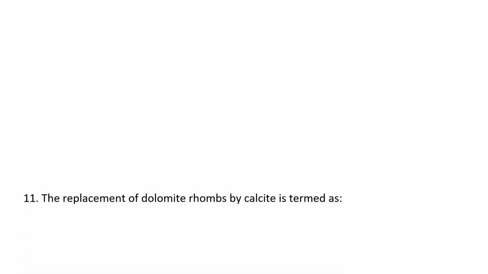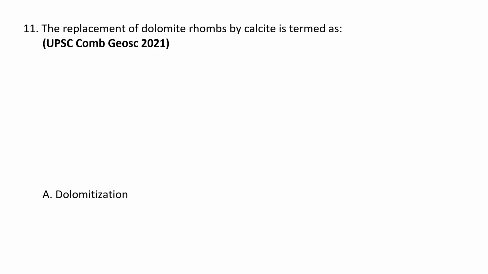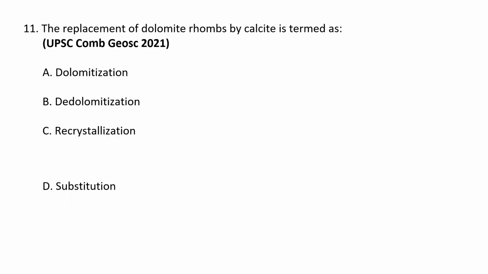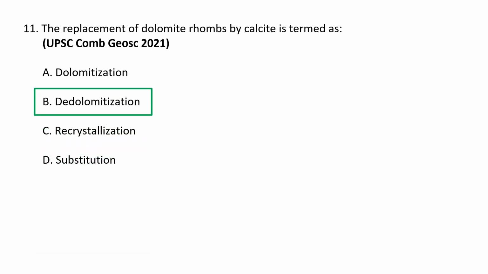Next question. The replacement of dolomite by calcite is termed as A. Dolomitization, B. De-dolomitization, C. Recrystallization, and D. Substitution. So the correct answer is de-dolomitization. Dolomitization is a geological process by which the carbonate mineral dolomite is formed when magnesium ions replace calcium ions in another carbonate mineral, that is known as calcite. So it is common for this mineral alteration into dolomite to take place due to evaporation of the water in the supratidal area. B is the correct option.